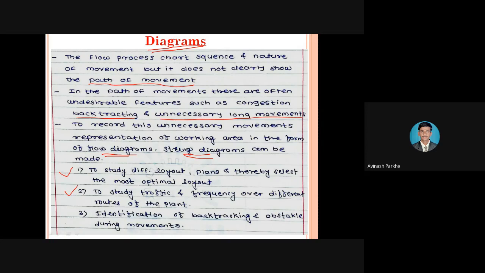Then the second thing, to study the traffic and the frequency of different routes of the plant. Traffic means, in the sense, if one operation is performed on machine number 1, then that material or that product is moving to machine number 2. Again, operation is performed on machine number 1. Again, that product is moving to machine number 2. Again and again, those operations are performed and the component is moving in the forward direction.